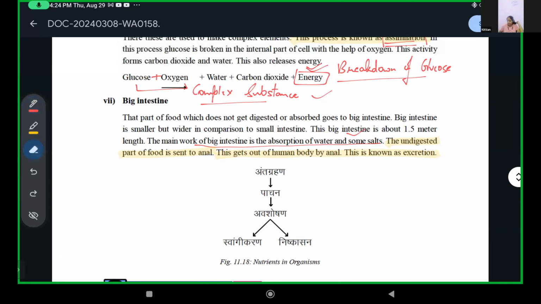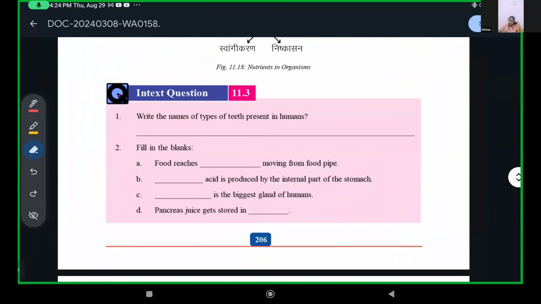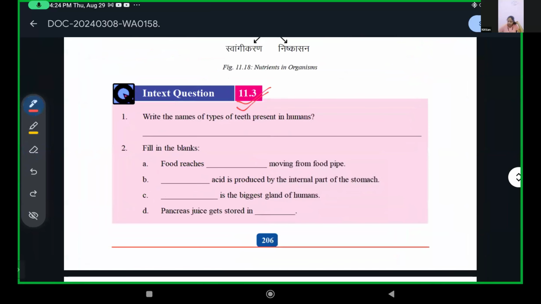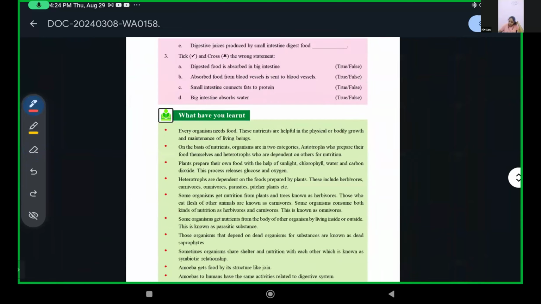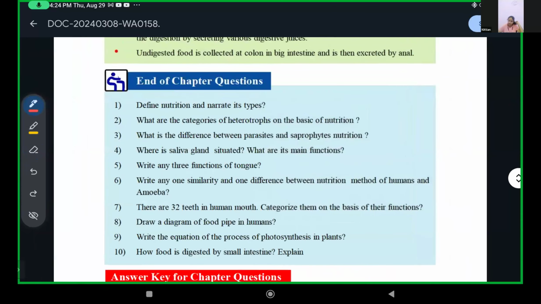So that is why. Okay, we just finished the chapter. In-text questions 11.3, you can try out, and please finish the end of chapter questions as homework. You can find out the answers to them.